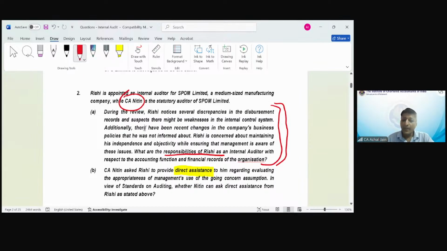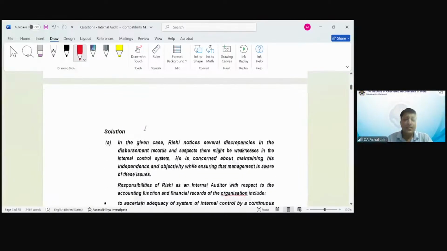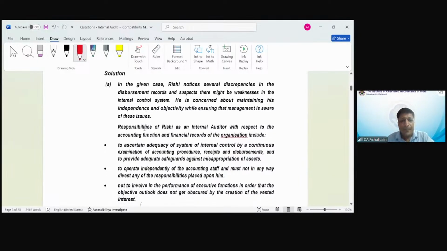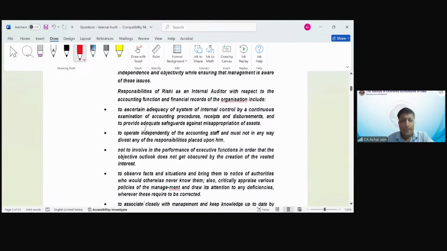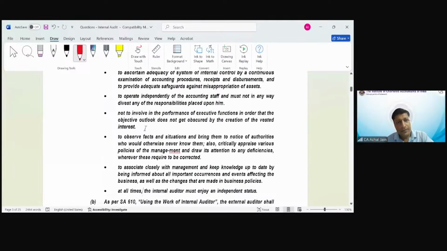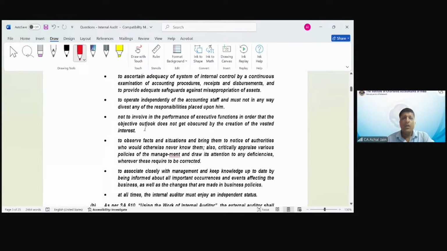All right. So now let's look at the responsibilities of Rishi. Compliance with the policies and procedures in place is the function of the internal auditor. Correct. Very good. So all the responsibilities which we discussed will continue to remain the responsibilities of Rishi.